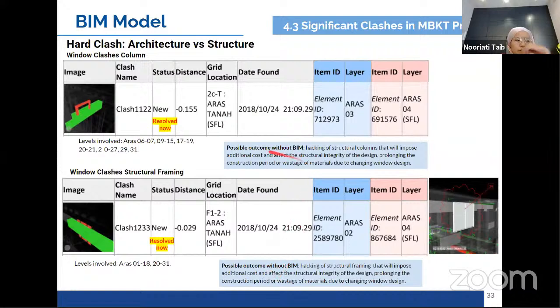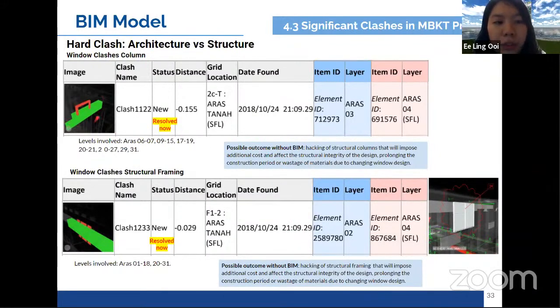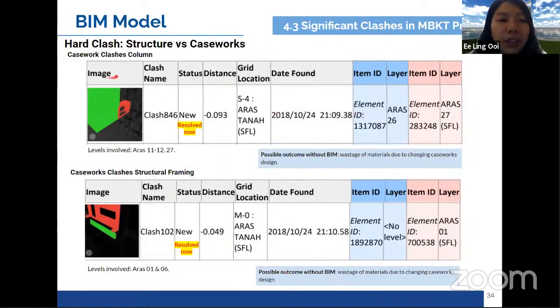And the possible outcome if this happens on site, where the window actually clashes with the column design, will involve hacking. If we don't do that, then we will have wastage of materials because we are going to change the window design. Next, we'll talk about the casework clashing with the structural components. The possible outcome will be wastage of materials due to changing the casework design.